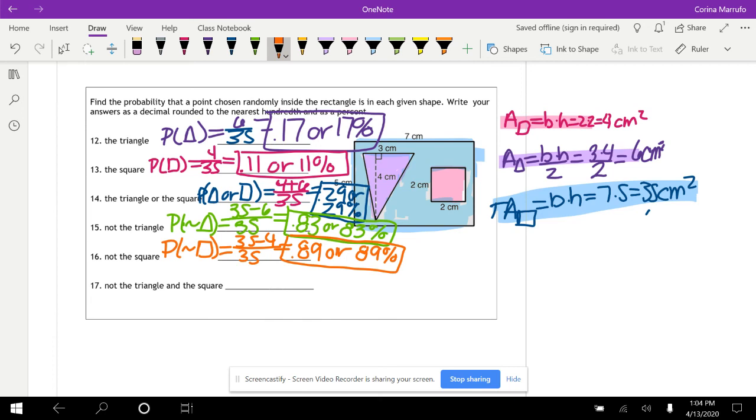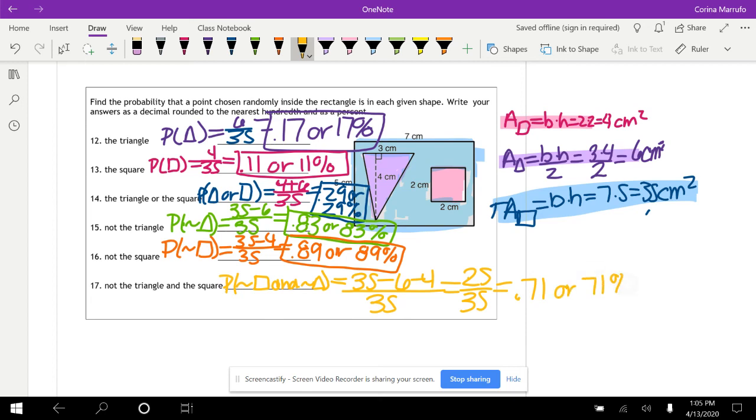And then last, it wants to know what is the probability of not landing in the triangle or the square. So to find not the triangle and not the square, the probability equals, so we're going to take the total, which is 35, and subtract the triangle and the square. So minus 6 minus 4, and we divide it by the total, which is 35. And so 35 minus 10 is going to give us 25 out of 35. They want it as a decimal, so that gives us 0.71. Or as a percentage, it would be 71%.